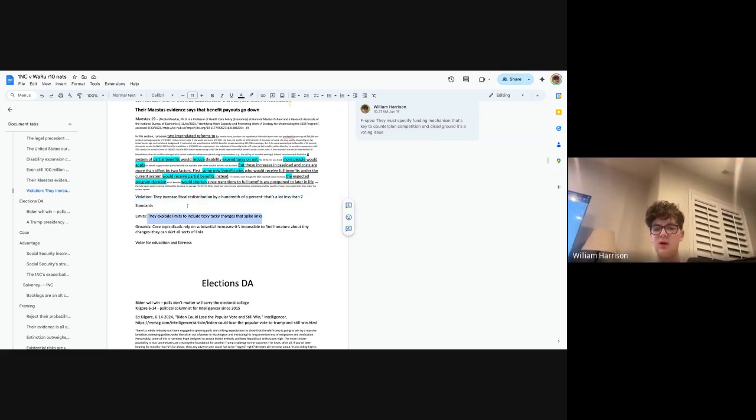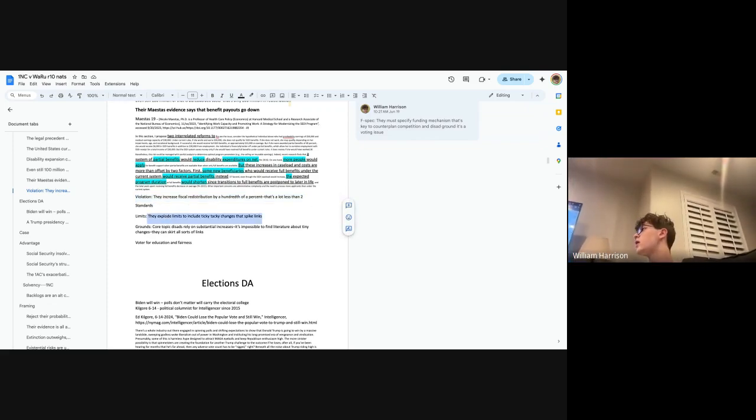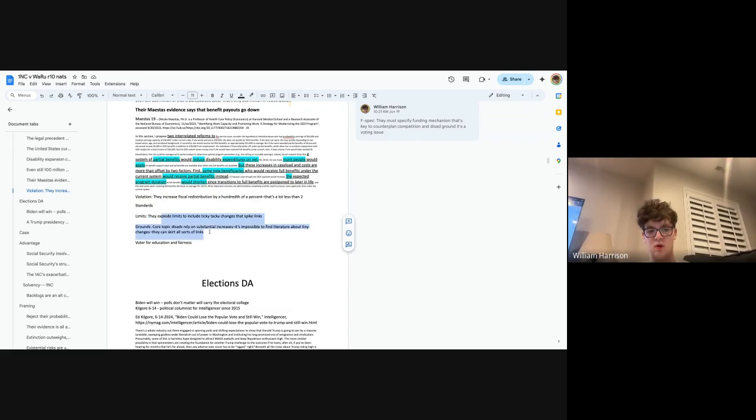Limits, they explode limits. They include ticky-tacky changes that spike links, which is a grounds argument, the links thing. Core topic DICSADs rely on substantial increases. It's impossible to find literature about tiny changes, and they can score all sorts of links. It's a voter for education and fairness.